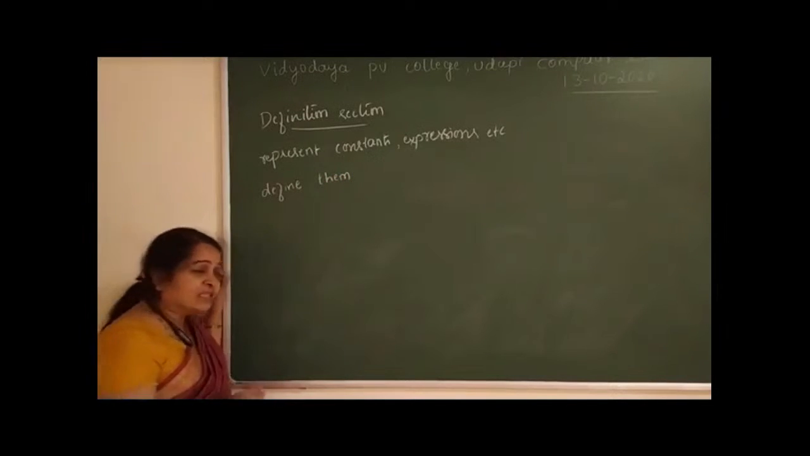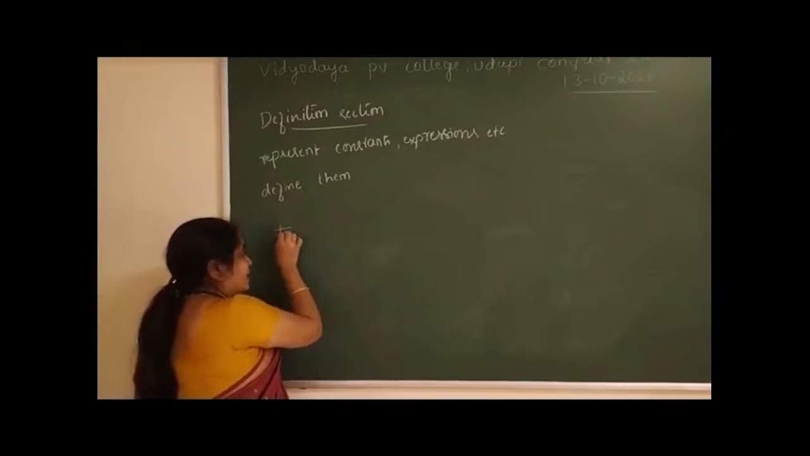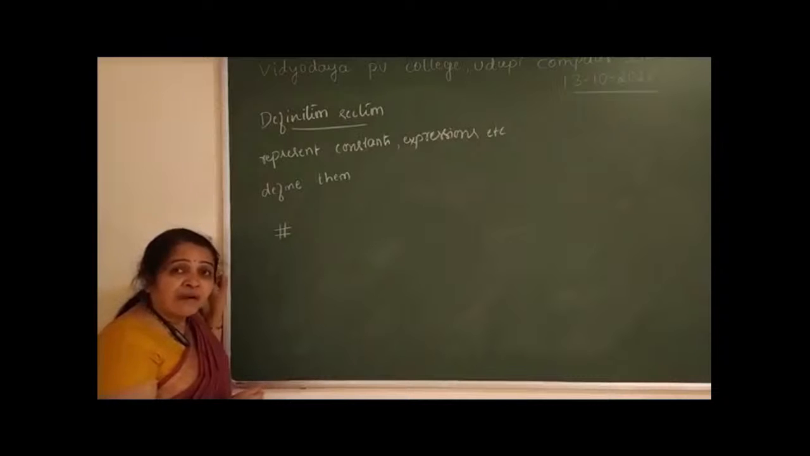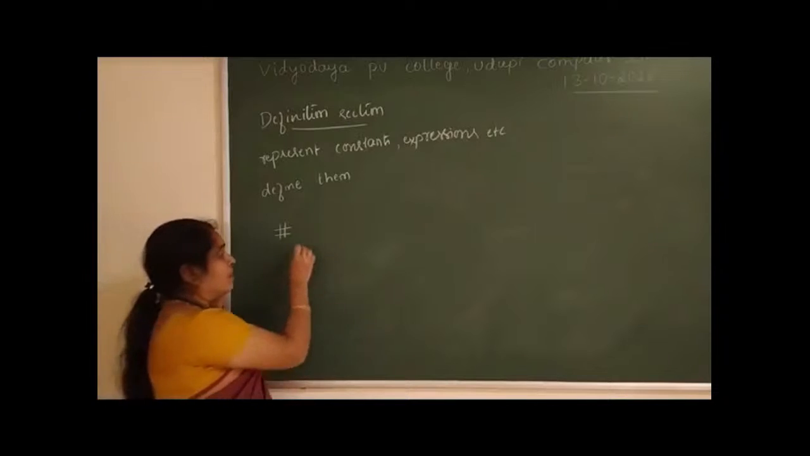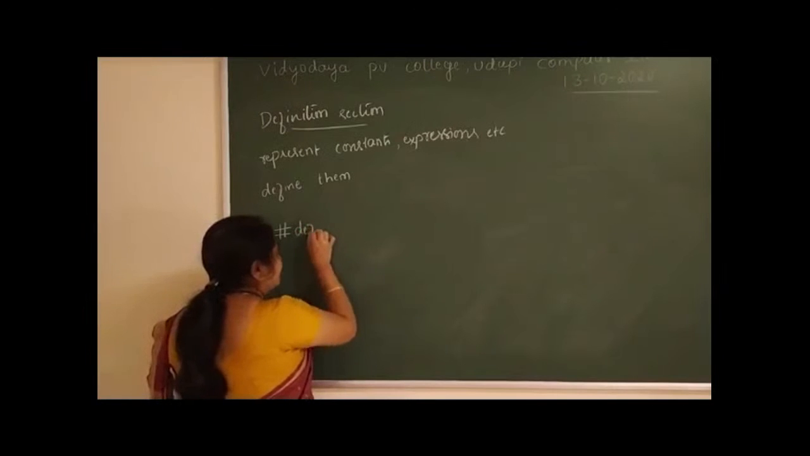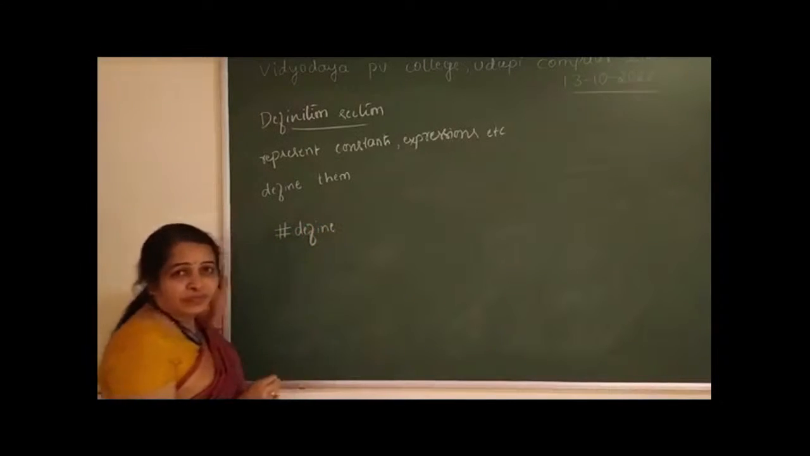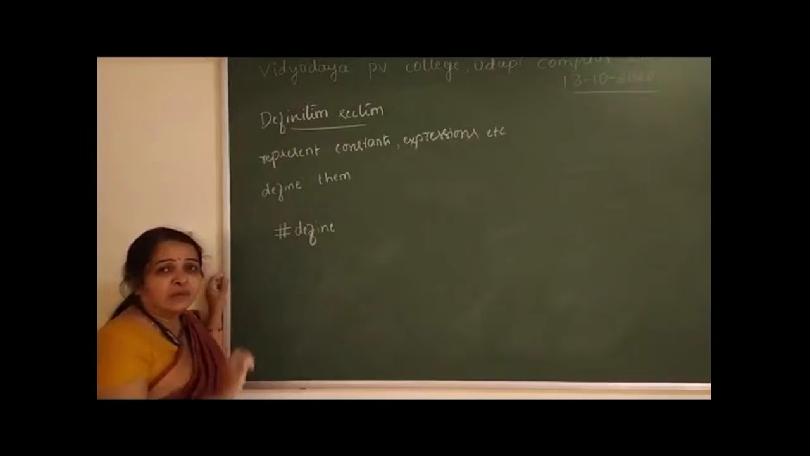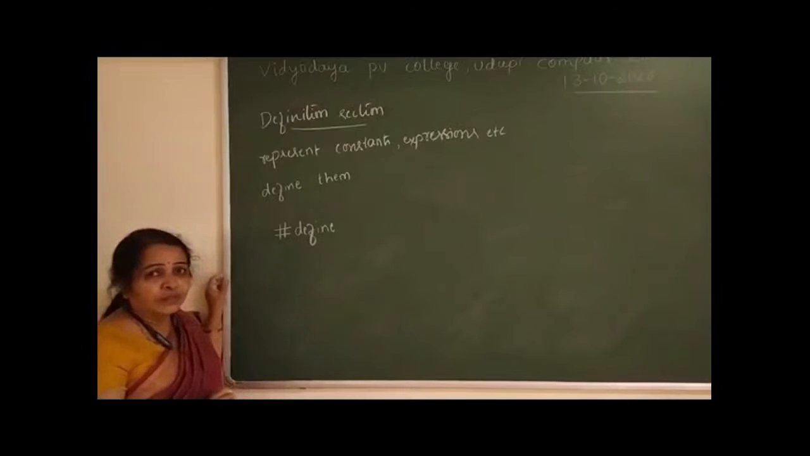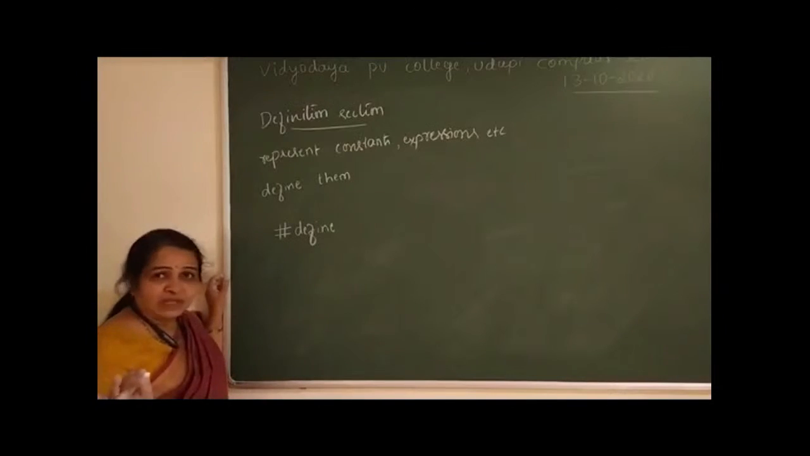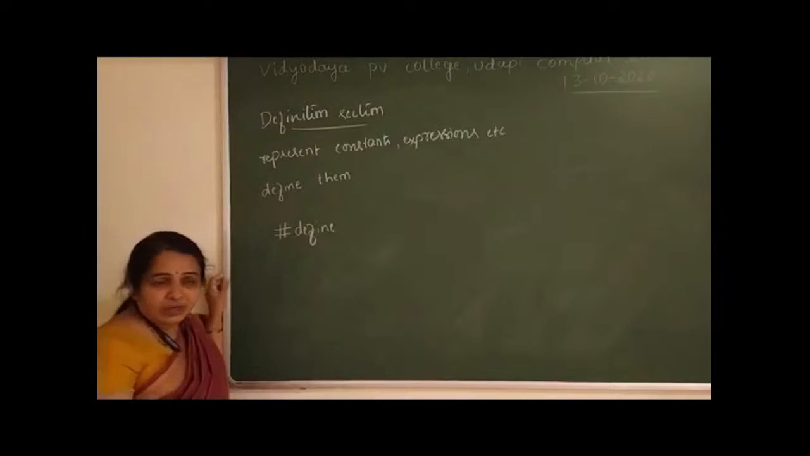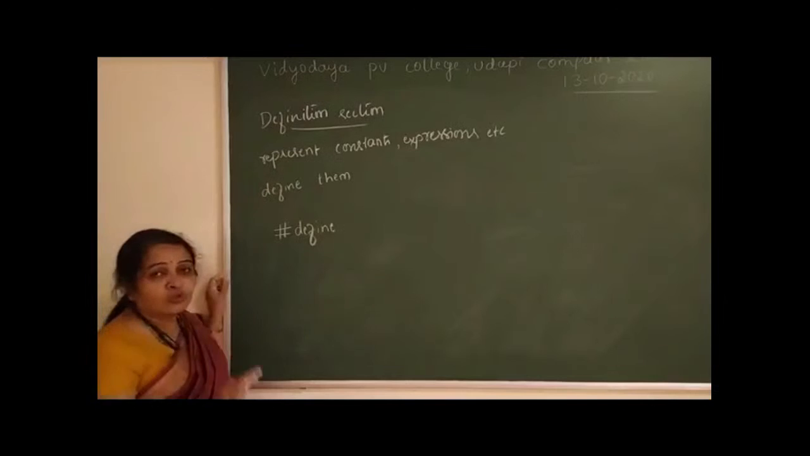For example, how to write it: first we have to write hash. After writing the hash, we have to write define, because we cannot write include. Why? Because include means it should always be present in the library, then only we can include it. Define means it is not present in the library; we are going to define our constants. Got it? For that reason we have the definition section. I have told you this is also optional.